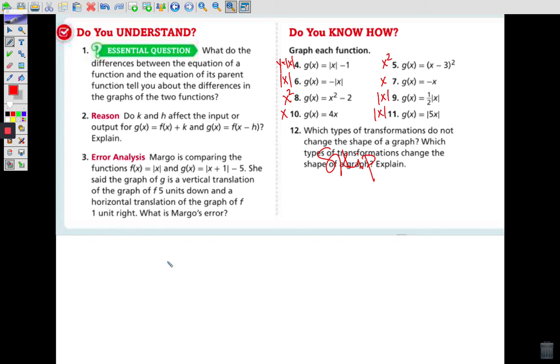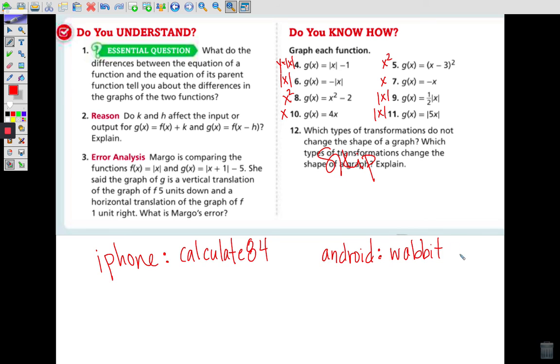And I want you to skip 12. Also, if you get home, because I know we only have 10 minutes, if you have an iPhone, there's an app you can download. It's called Calculate 84, and that gives you this calculator. And if you have an Android, I think it's called Wabbit Emu. That's the app you can download, and those will give you the actual calculator that we have.